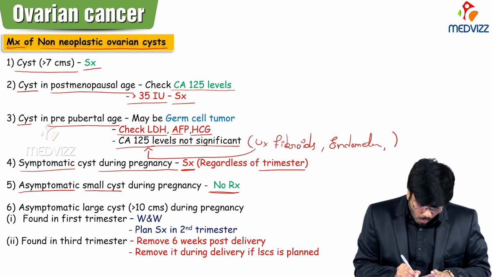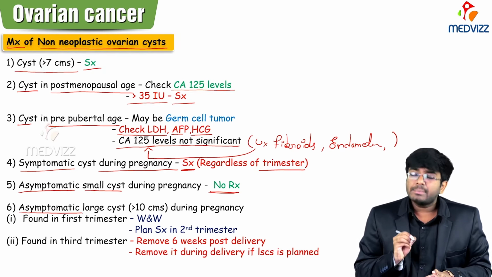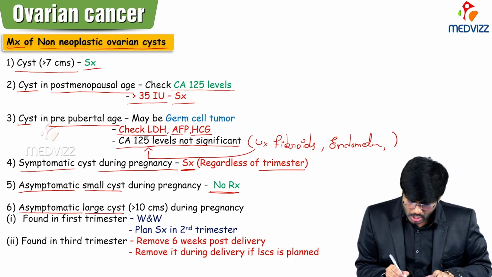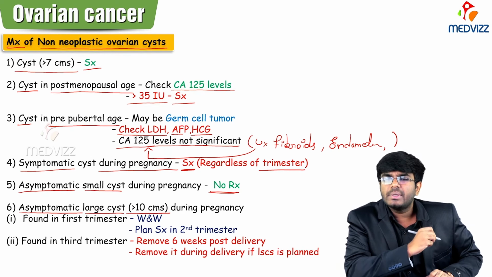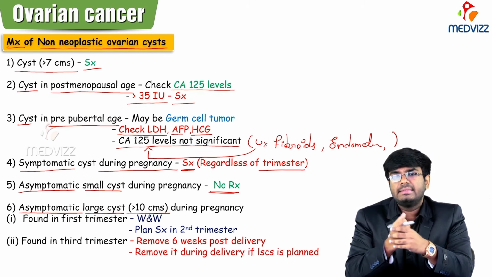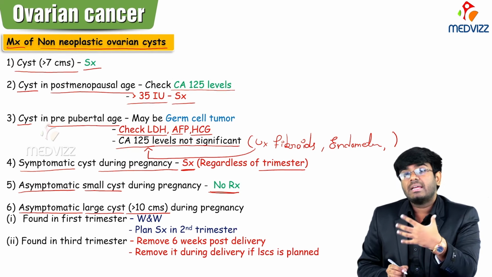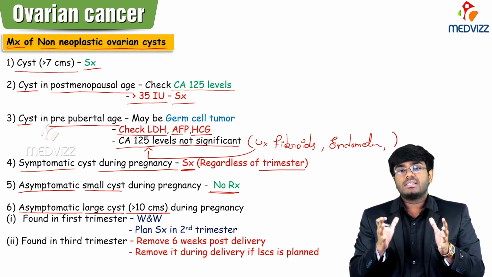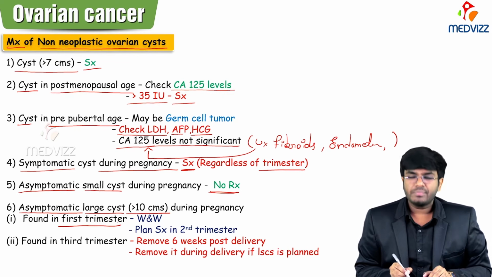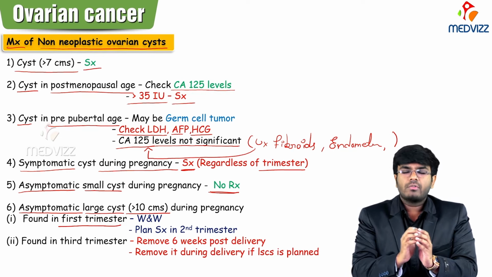Okay. Now, this is a special condition. What if there is this asymptomatic cyst, but it's a large cyst, an asymptomatic large cyst greater than 10 centimeters in size? Now in this condition, what should you do? In conditions like this, you have to depend on the trimester. This is a large cyst, it's growing. Now, if you have found it in the first trimester, what you have to do? Don't do anything.